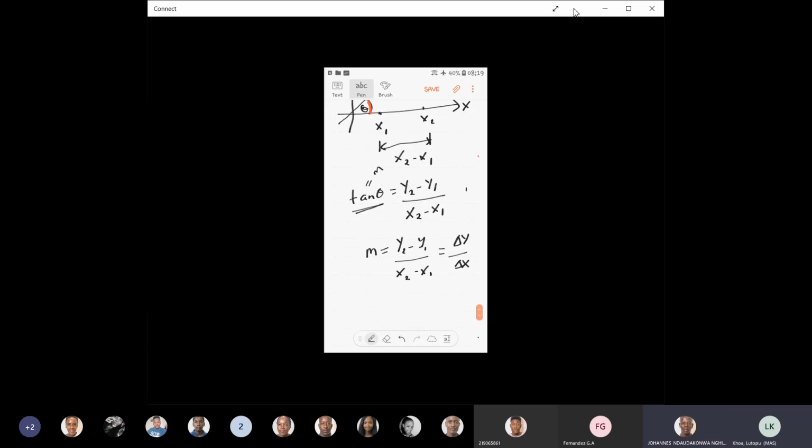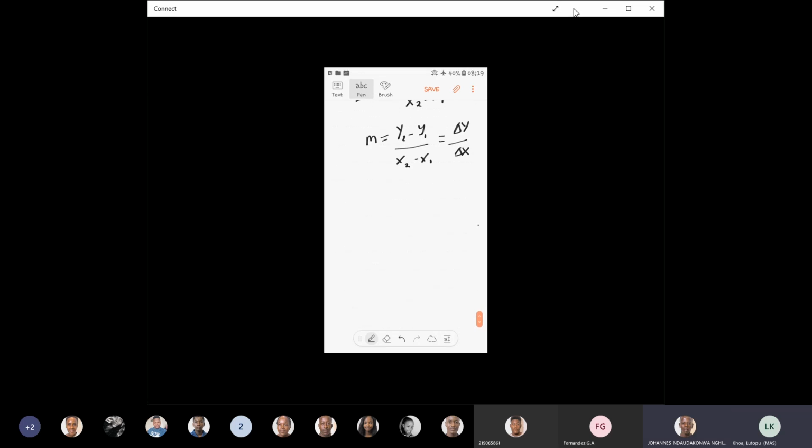Now, if theta is acute, then obviously tan of theta is greater than 0, because if it's acute, it's in the first quadrant. Tan is positive in the first quadrant. So here tan theta, which is m, is positive. So if you have an acute angle, your line is increasing. It has a positive gradient.